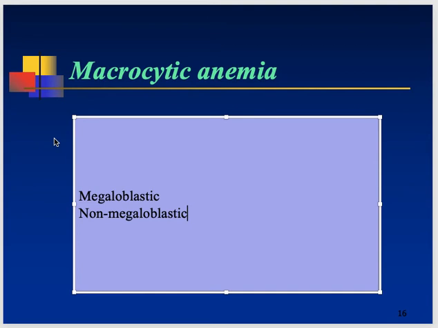So when the cell size is increased and we see hypersegmented neutrophils, we call this megaloblastic changes. But when we don't see these changes, we call it non-megaloblastic changes. When we discuss vitamin B12 deficiency anemia, I will take you through the pathophysiology, so you would understand why there are megaloblastic changes in the cell.